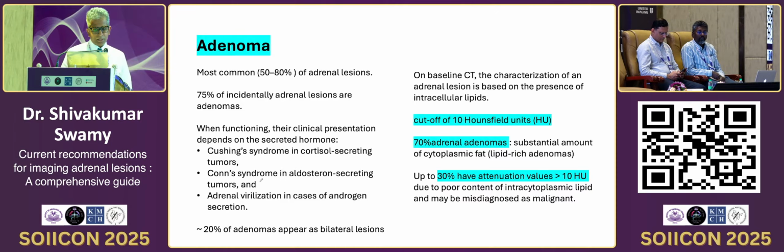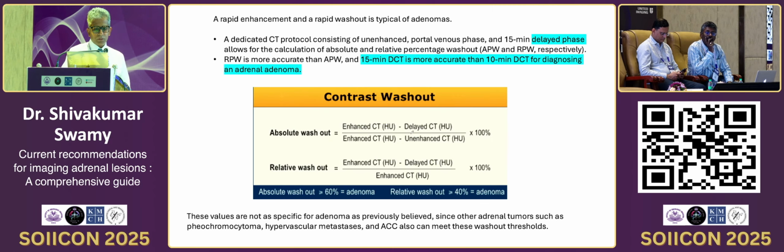Again, the magic number is 10 HU, which has traditionally been followed for many years, and up to 30% of adenomas have attenuation values above 10. So this is where the confusion comes when you see an adrenal nodule on a non-enhanced CT. If the HU is more than 10, what do we do? What do we recommend? That's where the guidance is all about.